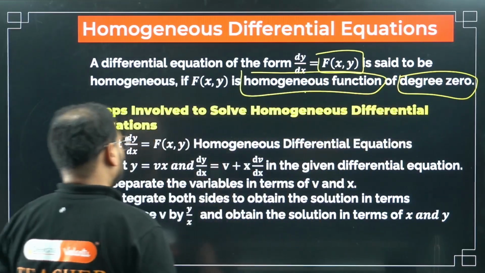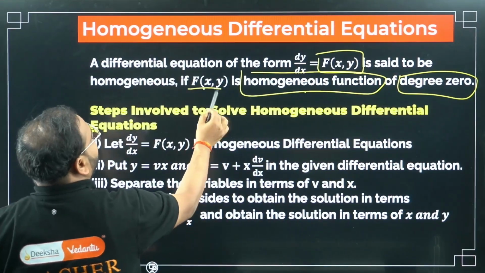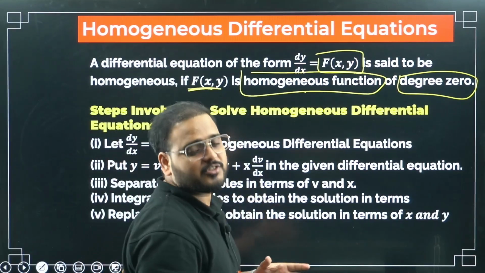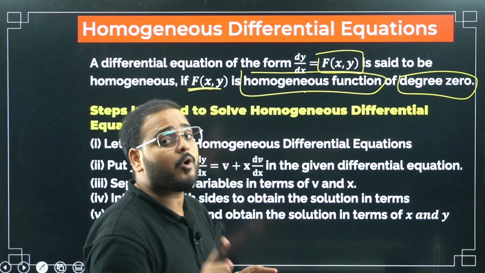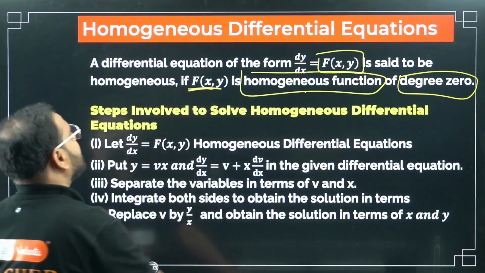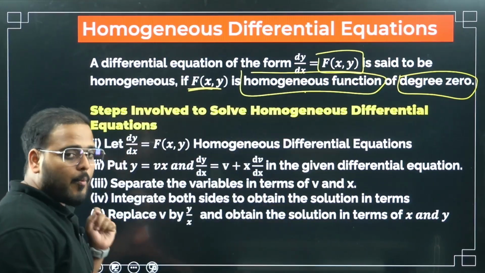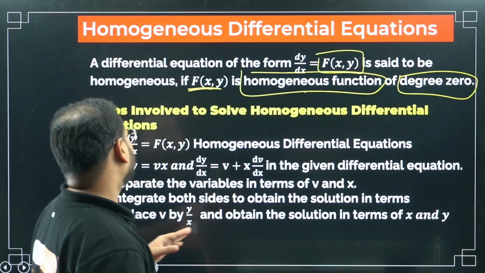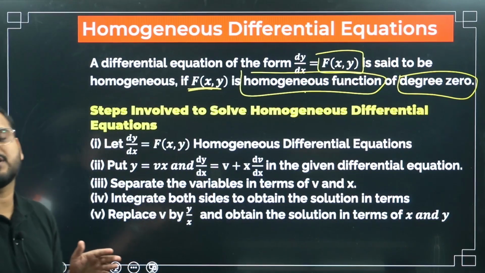So basically what they're trying to say is that this function written over there, f of x comma y, is a homogeneous function of degree 0. This has to be always true. Then we can say that the given differential equation is a homogeneous differential equation.